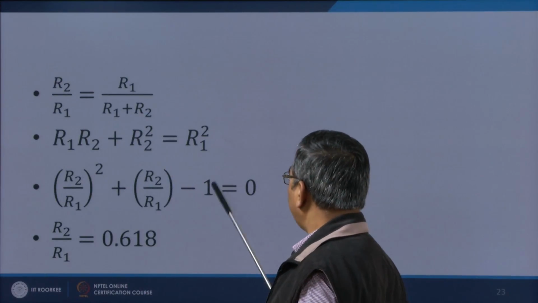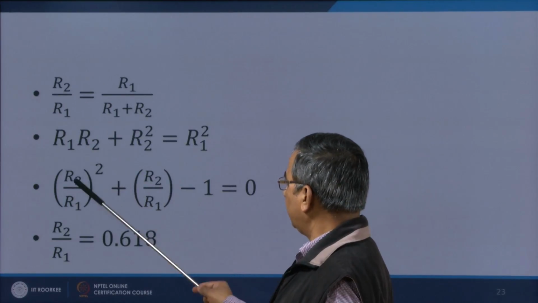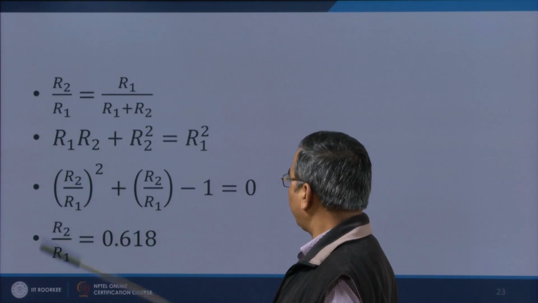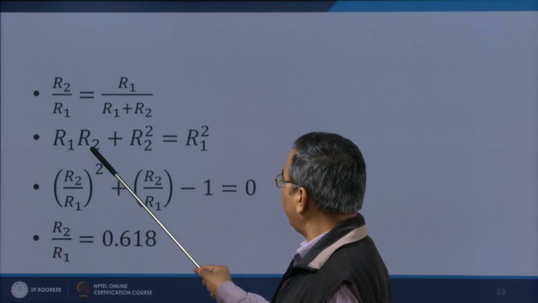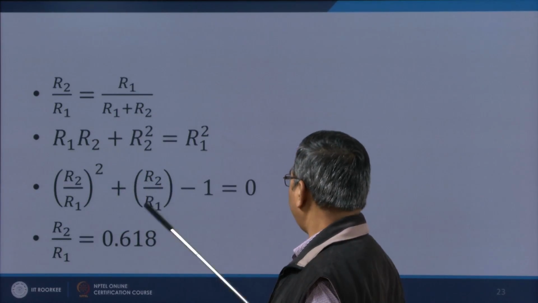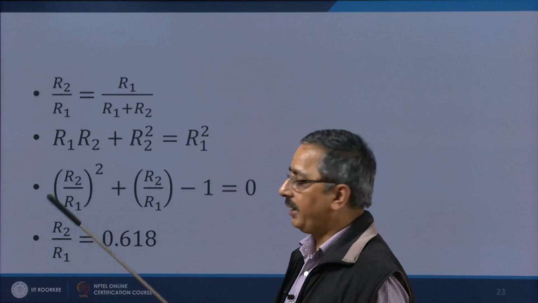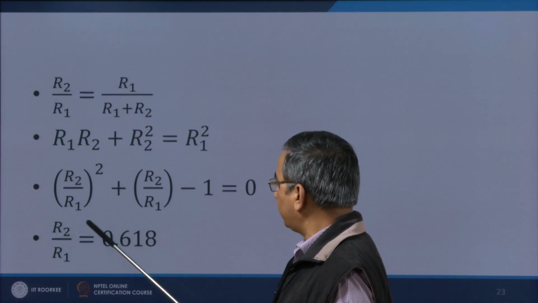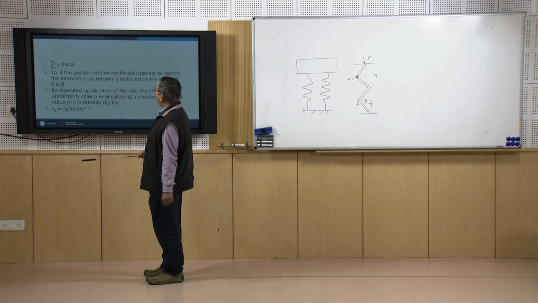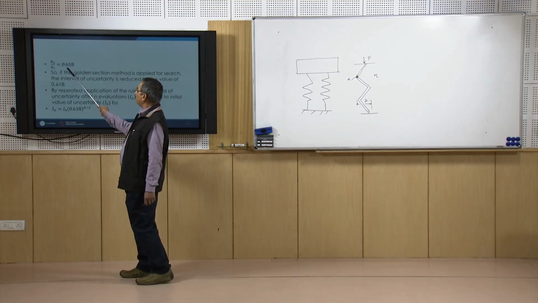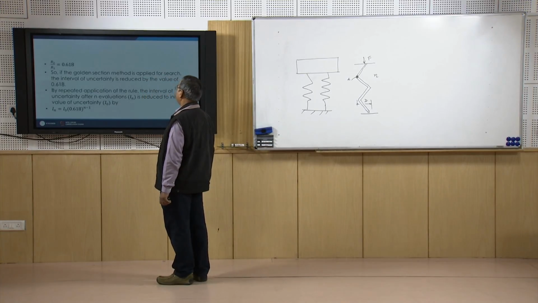So, I have the minus 1, and here I get R2 by R1 whole square, and here I will be having R2 by R1. Minus 1 is equal to 0. So, this is a quadratic equation, and if I solve for this quadratic equation, I get R2 by R1 is equal to 0.618. So, this R2 by R1 is equal to 0.618 is basically applied for the search.